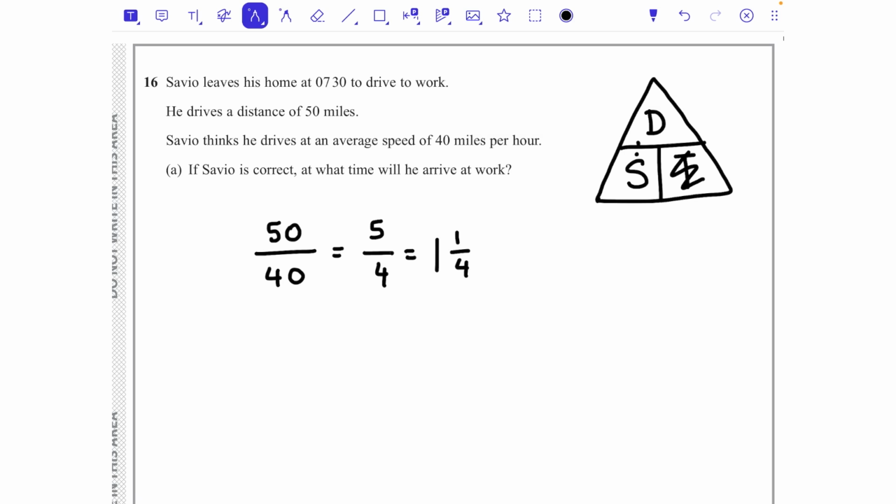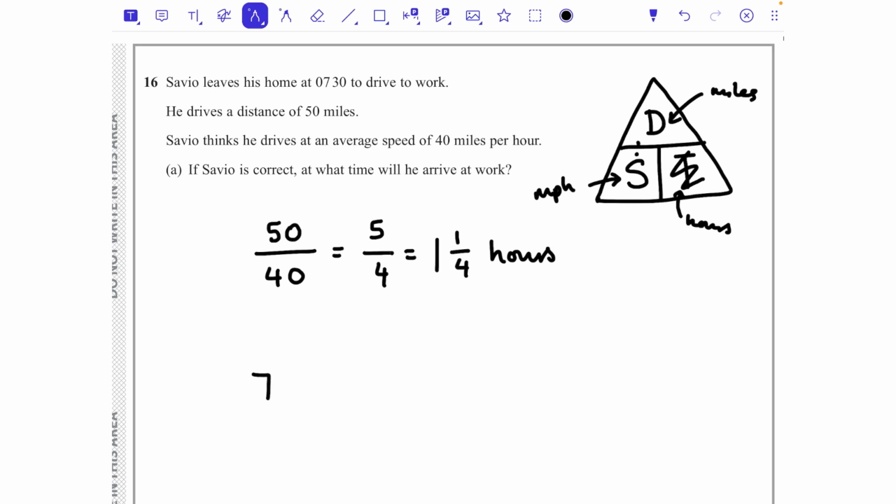So in terms of time, that is in hours. We did the distance in miles, we did the speed in miles per hour, and therefore the time is in hours. Always your units will match up or should match up. If they don't, you need to do something about it to make them match up. So 1¼ hours it's going to take him to drive to work.